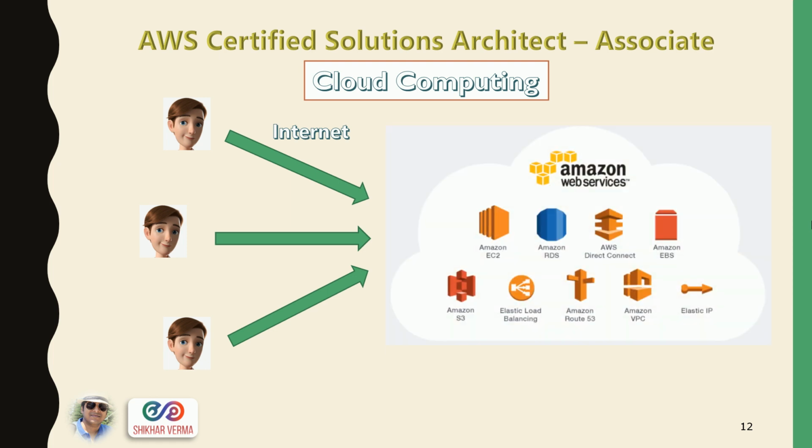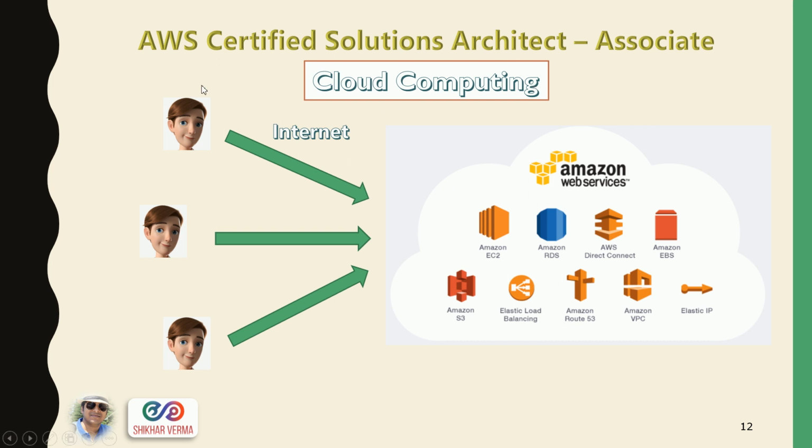And at the right hand side, I have taken a cloud provider, that is AWS, Amazon Web Services. If you go inside, you will see the different services there, like Amazon EC2, Amazon RDS, AWS Direct Connect, EBS, S3, Elastic Load Balancer. So we need to understand all these services in this entire course module, even more than that.